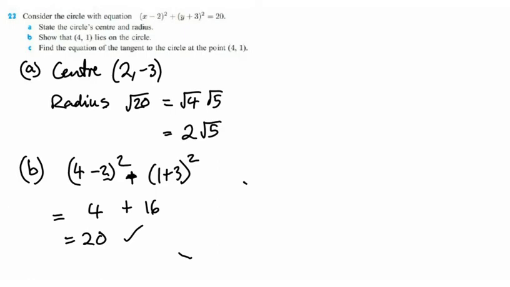Find the equation of the tangent to the circle at the point (4, 1). So the tangent is going to be at right angles to the radius, so let's find the gradient of the radius first of all. So that's from the centre, which was (2, -3), to the point that we're interested in, which in this case is (4, 1).